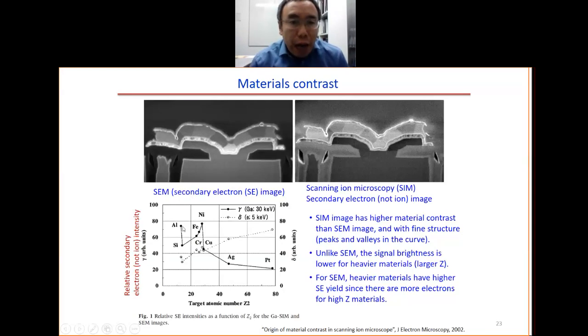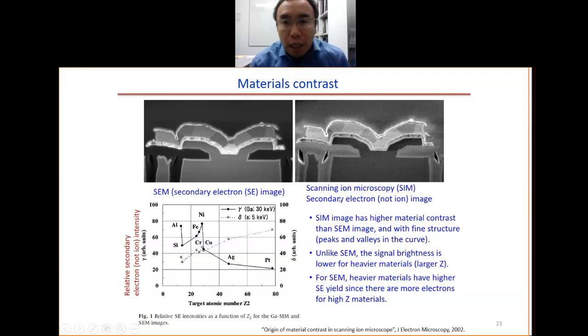But when we have the ion beam, this solid curve, we have the 30 keV gallium ion. This is the yield of the secondary electrons. You can see overall it is the opposite. The higher the atomic number, the lower the yield of the secondary electrons. In addition, we have some fine changes along different materials.